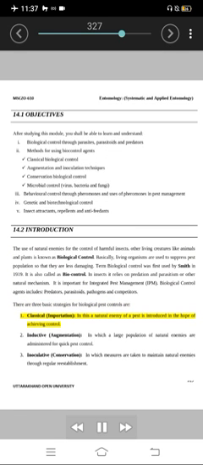Classical importation. In this, a natural enemy of a pest is introduced in the hope of achieving control. 2. Inductive augmentation, in which a large population of natural enemies is administered for quick pest control. 3. Inoculative conservation, in which measures are taken to maintain natural enemies through regular reestablishment.